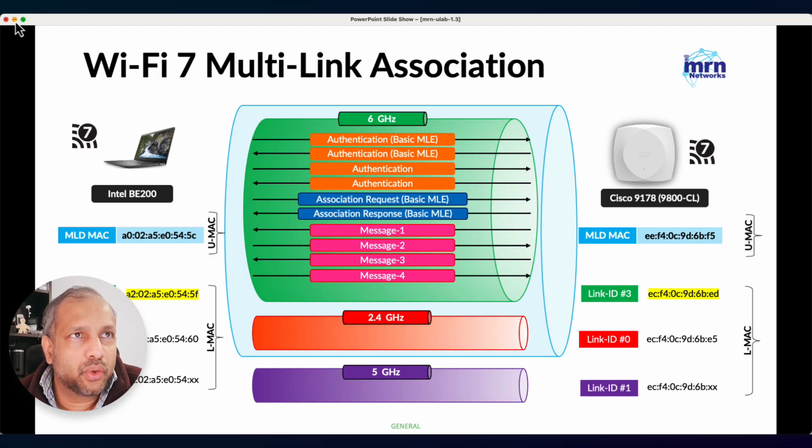So I hope now you get a clear idea of how Wi-Fi 7 multi-link association works: which frames include these multi-link elements, how the client requests an additional link to be part of the MLO, how the AP can reject or accept, and, from the key derivation point of view, which MAC address is being used for the key derivation. So in that way, this is what I wanted to cover in this video.